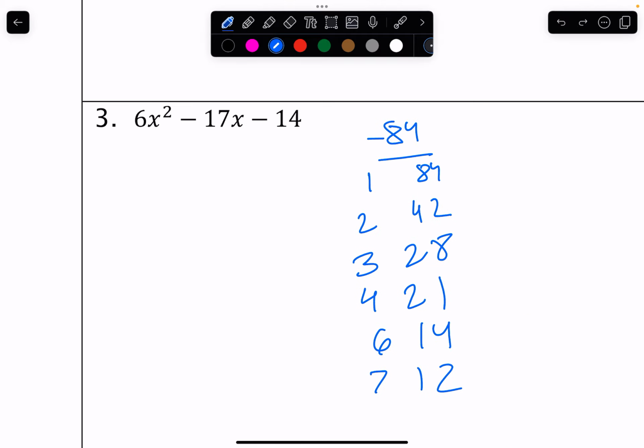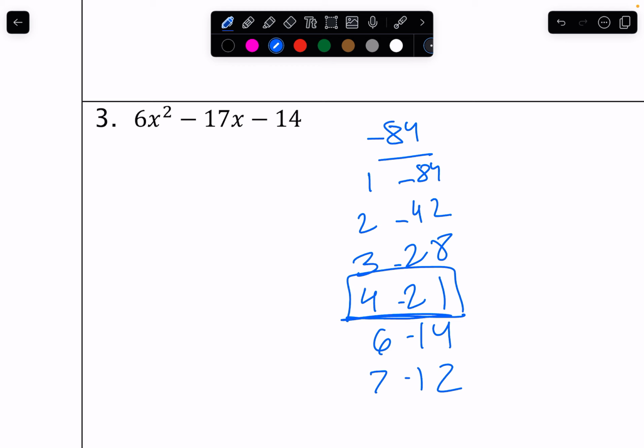Now, if we are trying to multiply to a negative and add to a negative, if we're multiplying to a negative, we know we need one negative number. And if we're adding to a negative, my bigger number needs to be negative. So I'm going to go ahead and make all of these guys negative. So now we got to figure out what pairing is going to add to a negative 17. So if we look at these numbers here, my 4 and negative 21 are going to work.